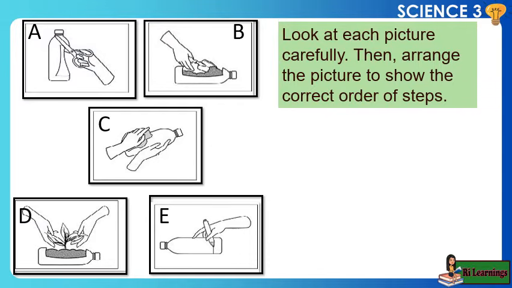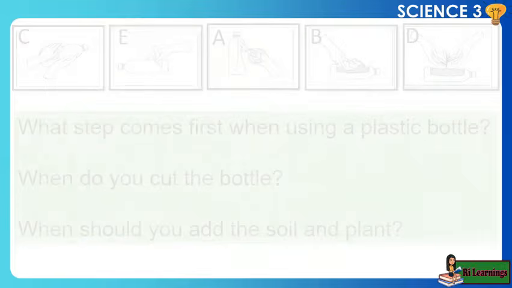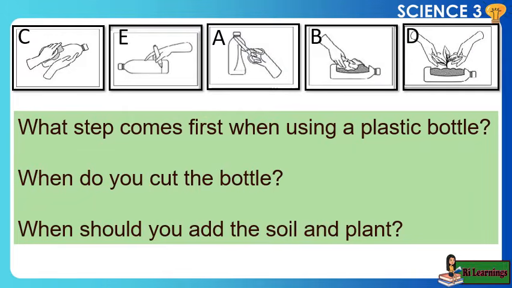Look at each picture carefully. Then, arrange the picture to show the correct order of steps. What step comes first when using a plastic bottle? When do you cut the bottle? When should you add the soil and plant?